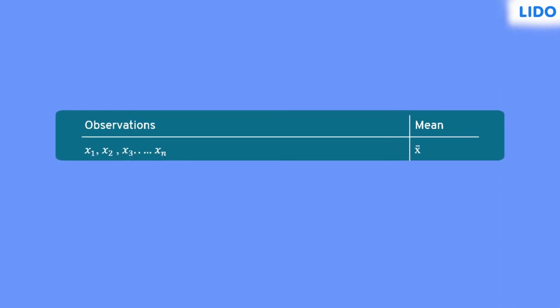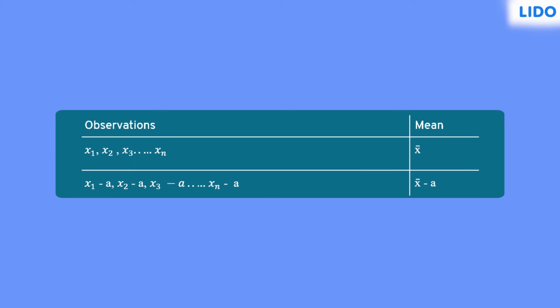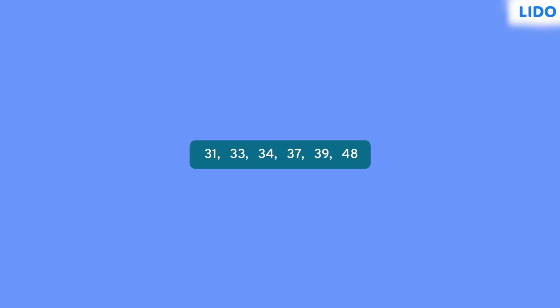The third property is, if x bar is the mean of n number of observations, x1, x2, x3, and so on up to xn, then the mean of observations x1 minus a, x2 minus a, x3 minus a, and so on up to xn minus a is x bar minus a. It implies that if each observation under consideration is decreased by quantity a, then the mean is also decreased by the same quantity a. Example for this is, the mean of 31, 33, 34, 37, 39 and 48 is 37.